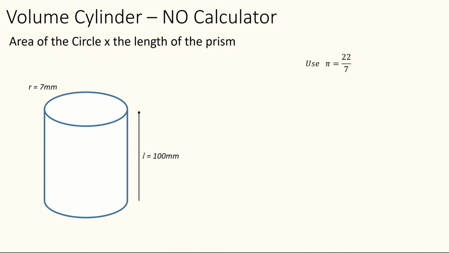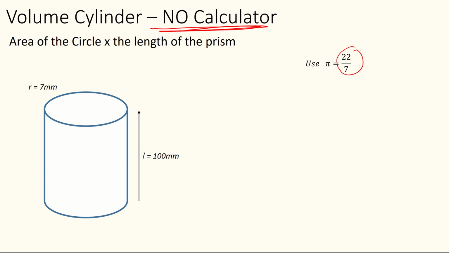I'm going to do one more cylinder, but this time we're going to do it with no calculator. I've seen this on one of the sample tests, which I thought was a little bit cruel at first, but actually it's not that bad once you get into it. If you don't have a calculator, you have to use a fraction as pi, 22 over 7 or 22 sevenths.